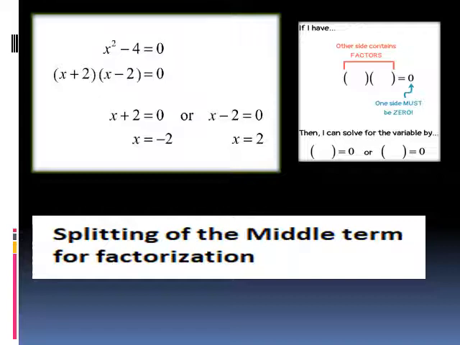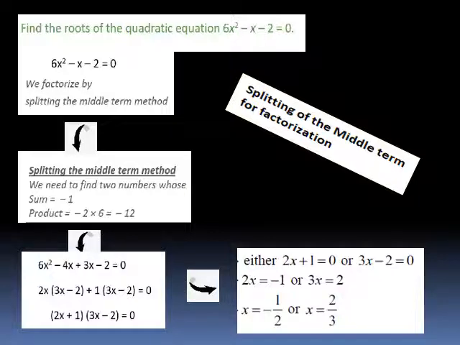And now coming next is splitting the middle term, which is a very important method for factorization of a quadratic polynomial. Find the roots of the quadratic equation 6x squared minus x minus 2 equals 0. We observe no identity is applicable in factorizing the polynomial. So now we move on to the splitting the middle term method. But before that, do ensure your quadratic equation is written in the standard form. Here it is already in the standard form.